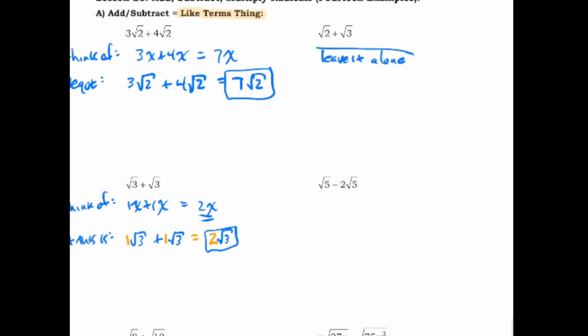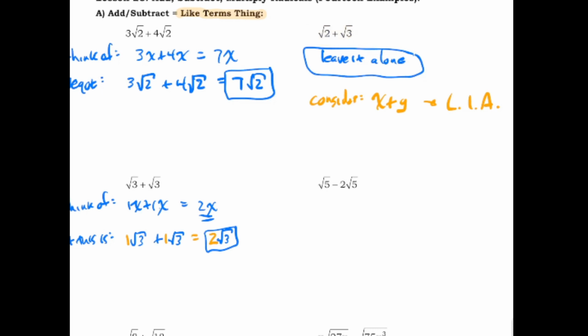Just leave it alone. And maybe as a reference, if you had an x plus a y, you would leave it alone, right? Because they're not like terms. One thing's an x, the other thing's a y. They're not the same. It's apples and oranges. It's not apples and apples. You don't do anything with it. So same thing here. There's nothing to do. They're not like terms.